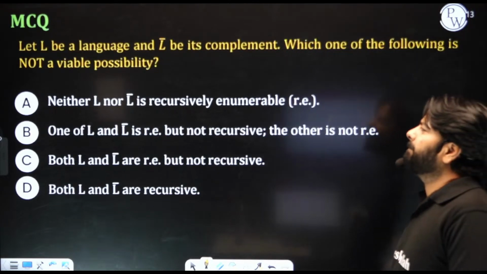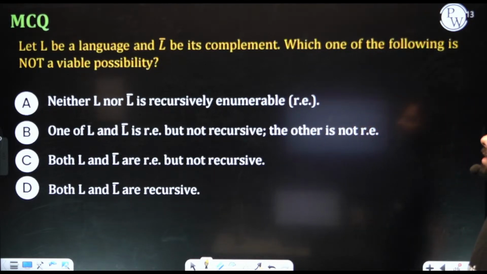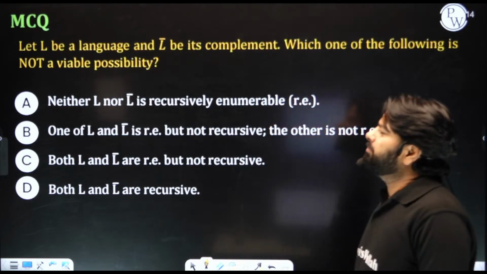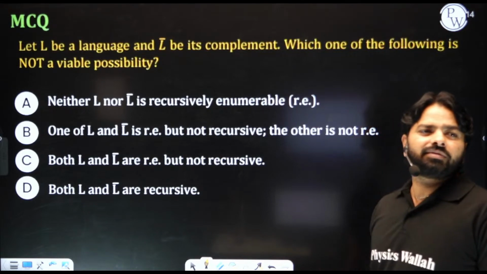L and L complement. Which of the following is not a viable possibility? Just try. Simply look for the not possible one.